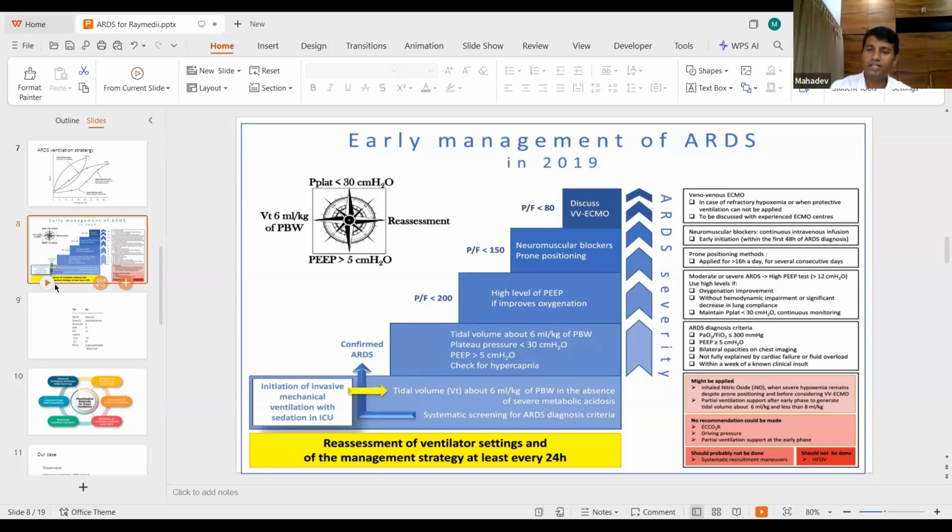So can we do non-invasive ventilation in ARDS patients? Yes, early ARDS can be treated with non-invasive ventilation. What are the options? There are 2 options. One is non-invasive ventilation through BiPAP, choosing 2 levels of positive airway pressures. And the other one is non-invasive ventilation through high flow oxygen therapy. So we can use either of them. There are so many advantages and disadvantages with both of them.